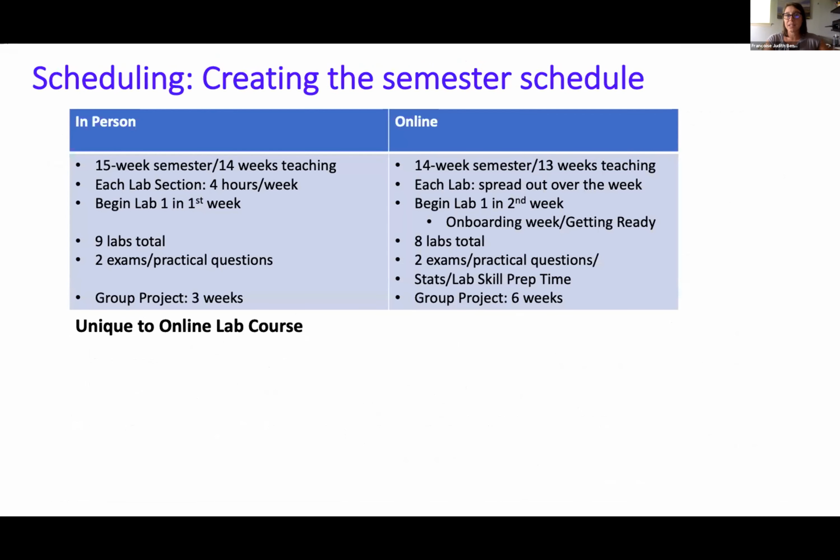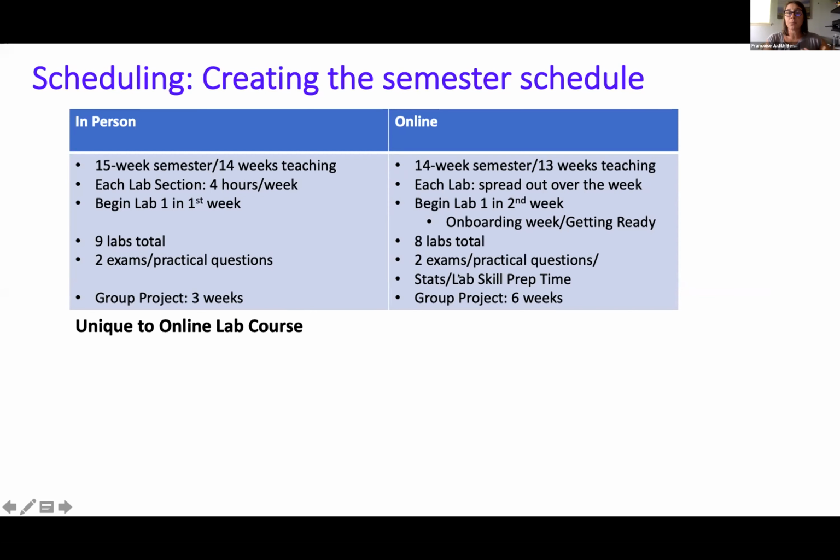And so ultimately, this allows us to build out the semester schedule. The online course at CU is a 14-week semester compared to 15 weeks on the main campus, and we ultimately ended up with 13 teaching weeks. Rather than a 4-hour dedicated lab, we spread it out over the week. And we began the lab in the second week, in something that we could title the Getting Ready Week, which is an onboarding week. We ended up with 8 labs total rather than 9. We were able to keep both exams and the practical questions.